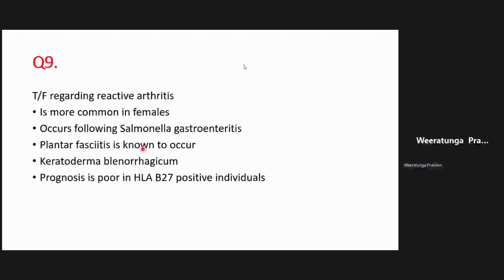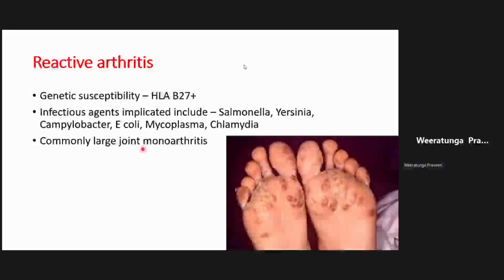Okay. Right. Now the next MCQ is on another type of spondyloarthritis, reactive arthritis. So reactive arthritis again is HLA B27 positive. And there are lots of infectious agents which are associated with reactive arthritis. Reactive arthritis is associated with certain infectious agents, and the list I have given, they ask in the MCQ. And they can cause an axial skeletal involvement, but commonly a large joint monoarthritis.